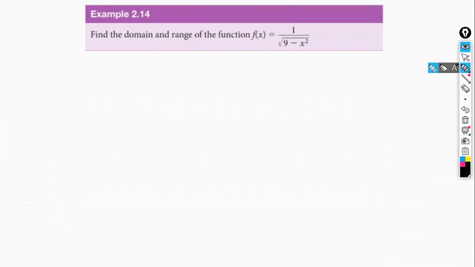Okay, so now we are on the final example for this video, which is 2.14, and it says find the domain and range of the function f of x equals 1 over square root of 9 minus x squared. So this will be the most complicated case that we're going to analyze and that you are going to be required to solve. For this, we're going to use the graphing display calculator.